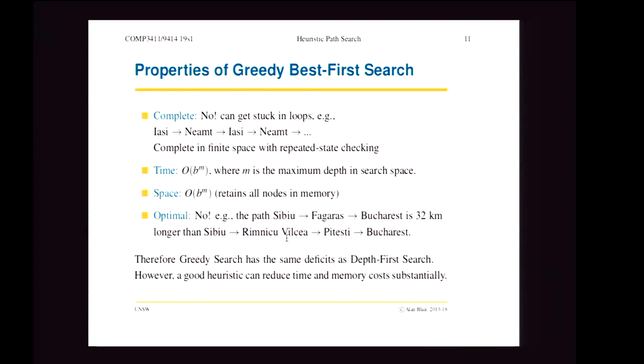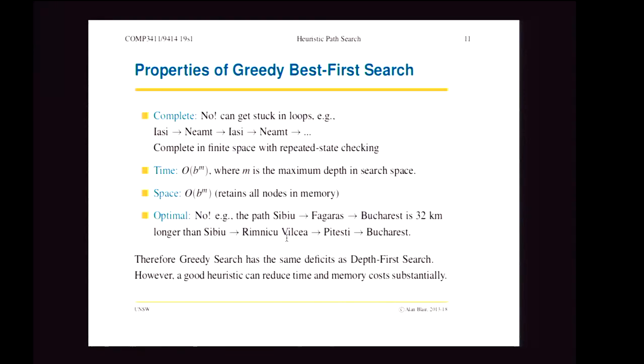So what are the properties of this? Well, again, we get this issue about loops. If we don't check for repeated states, then we could just go back and forth between Neamt and Iasi and never get any closer to the goal. So you have to check for repeated states. Once you check for repeated states, then it will be complete.